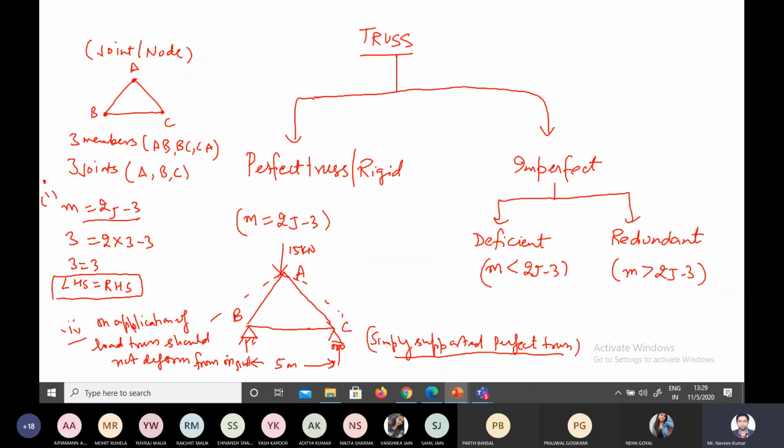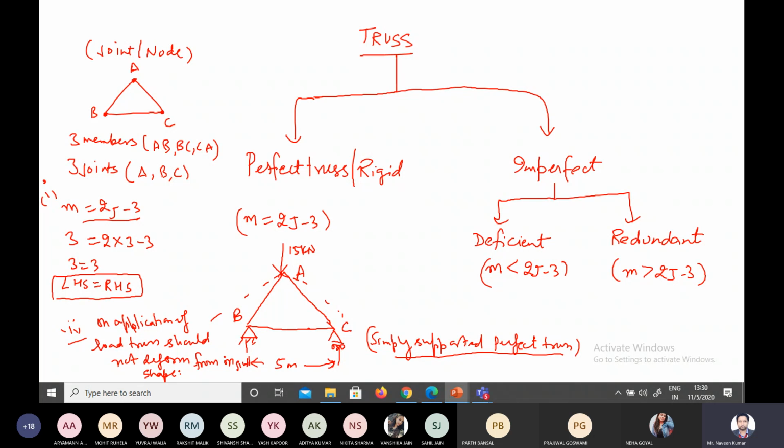Okay. So if anybody asks you what is the condition, then simply you have to say m is equal to 2j minus 3, and the second one is on the application of load, the truss should not deform from its original shape. So this is the very important condition you should know. So till now I have told you what is truss. I have explained you the assemblage of different forms of triangles, and then where it is used. It is used in bridges, it is used in transmission towers, it is used in railway platforms. The shed or the roof is in the shape of truss, and the simplest perfect truss is a triangular truss.